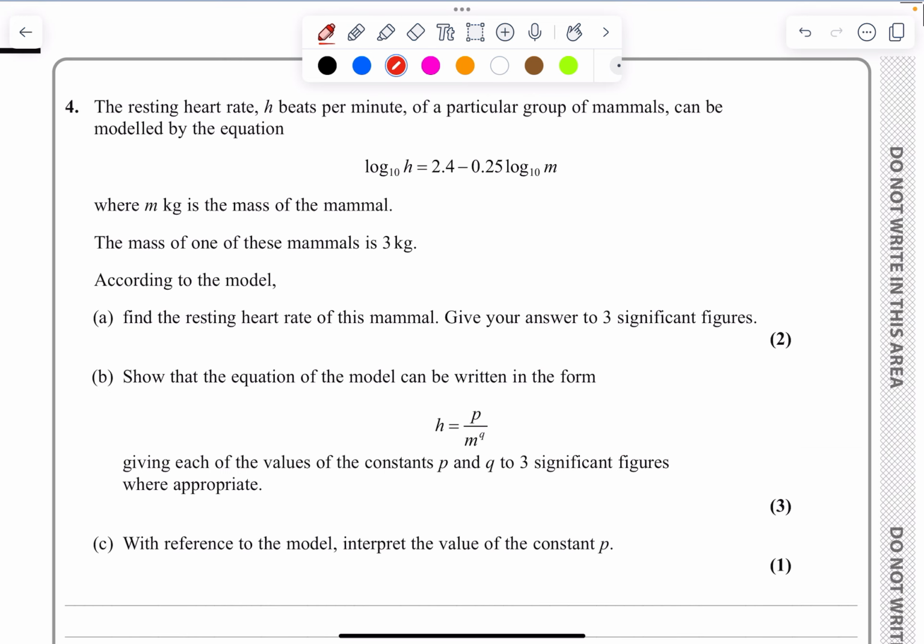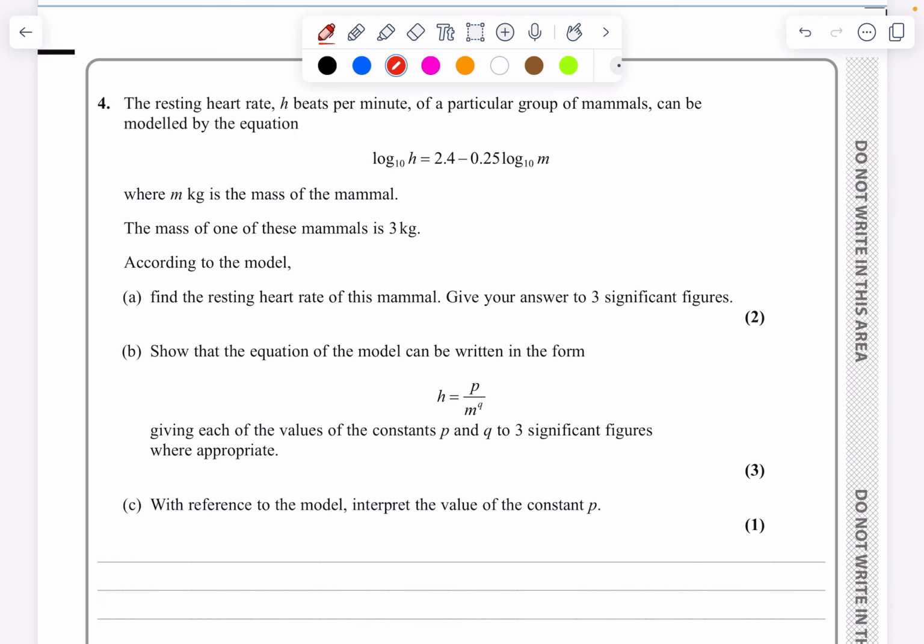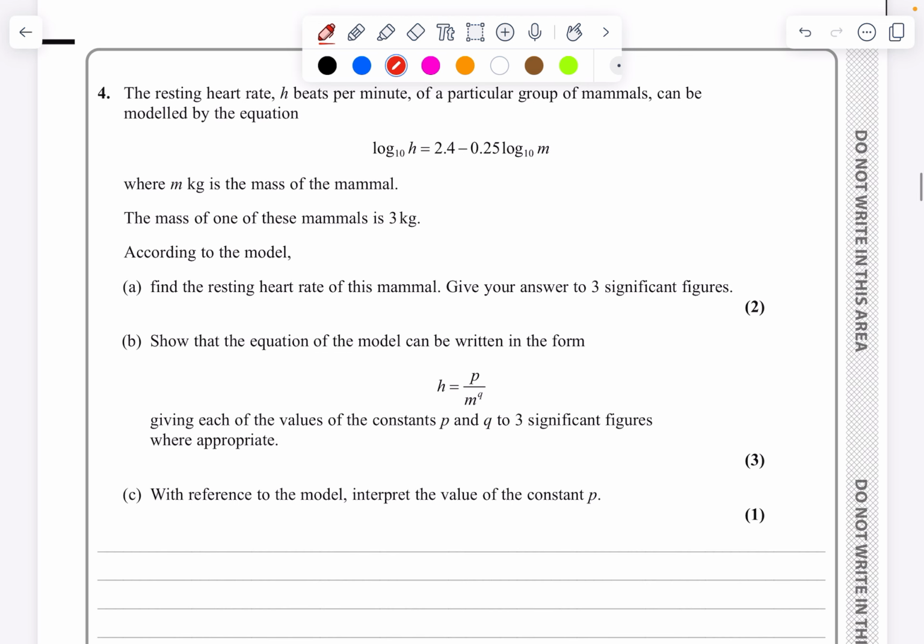Modeling. My mouth is kind of dry. I'm recording mid paper.